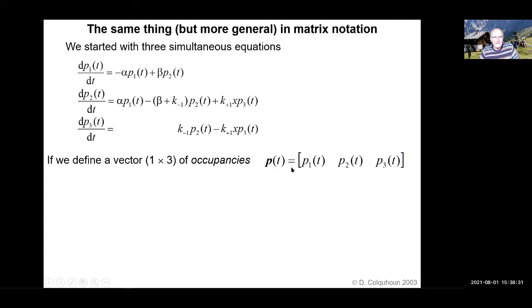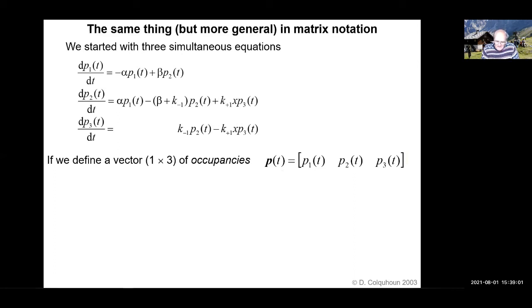Now let's define a table which has one row and three columns, and the three entries in it are the occupancies of state 1, the occupancies of state 2, and the occupancies of state 3 at time t. And we denote this with a bold p, because that stands for that whole table.